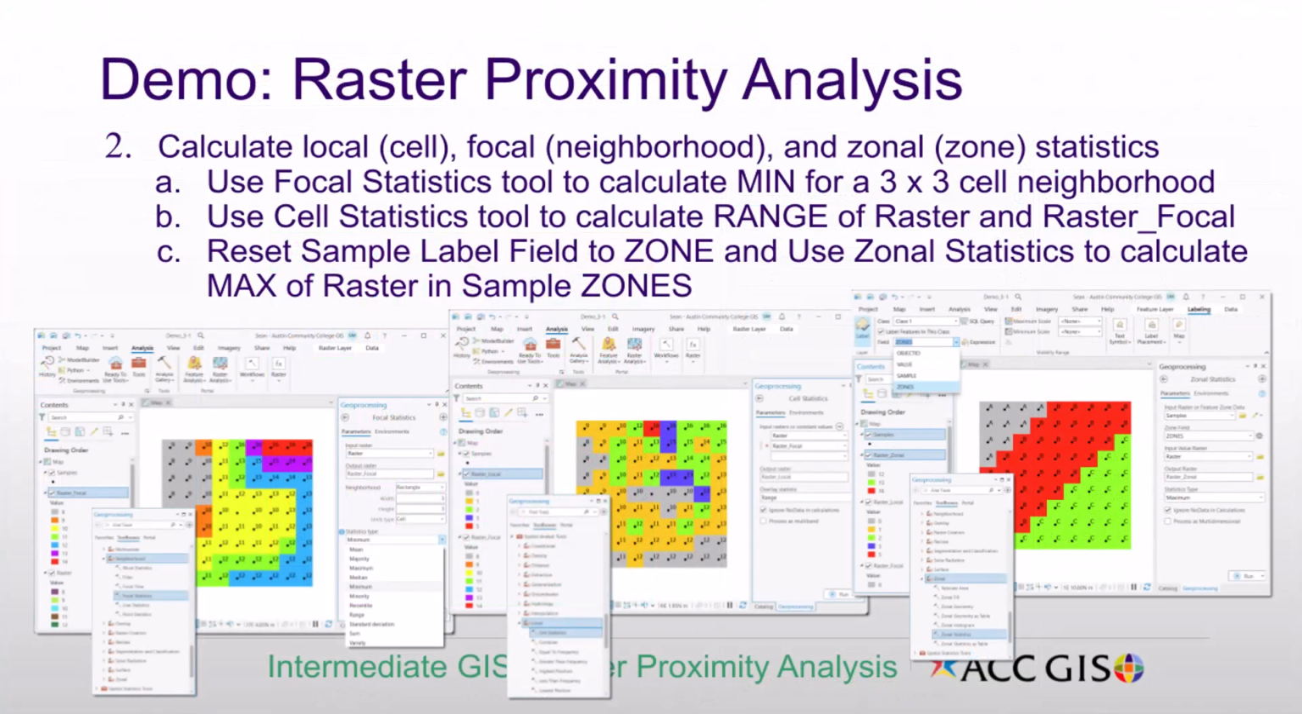In step 2, we'll calculate the local individual cell statistics, the focal neighborhood statistics, and the zonal zone statistics. First, we'll use the focal statistics tool to calculate the minimum value for a 3x3 cell neighborhood. Next, we'll use the cell statistics tool to calculate the range of corresponding values for each cell in the raster and raster focal data sets. Last, we'll first reset the sample label field to zone and then use the zonal statistics to calculate the max of raster and sample zones.